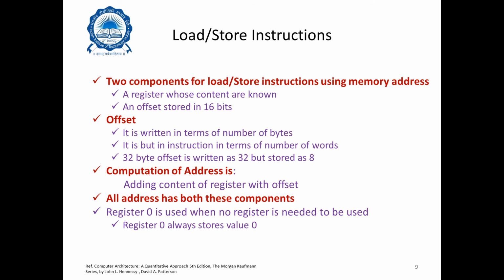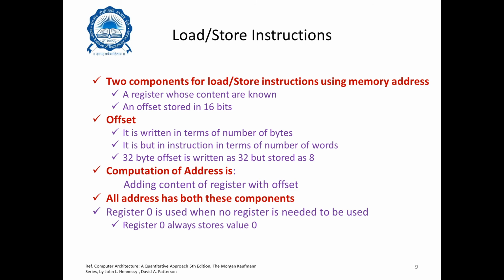The computation of the address is adding the content of the register with the offset, as we have done in the previous example, where we added the content of the register which is storing the base address with the offset value. All registers have these components, and register 0 is used when no register needs to be used. That is, register 0 always stores the value 0, right?